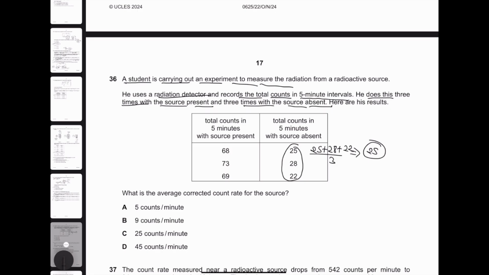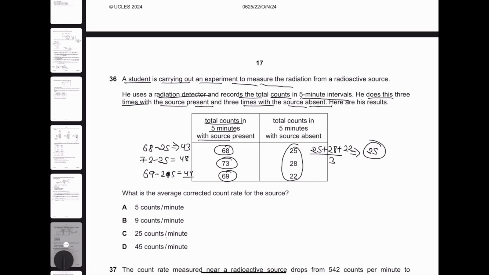Fine. Now, in a total of 5 minutes, the count is 68 here, 73 here, 69 here. So if we do 68 minus 25, 73 minus 25, 69 minus 25, this will turn out to be 43. This will turn out to be how much? 73 minus 25, and that is going to be 48, and 69 minus 25, that is going to be 44, right?